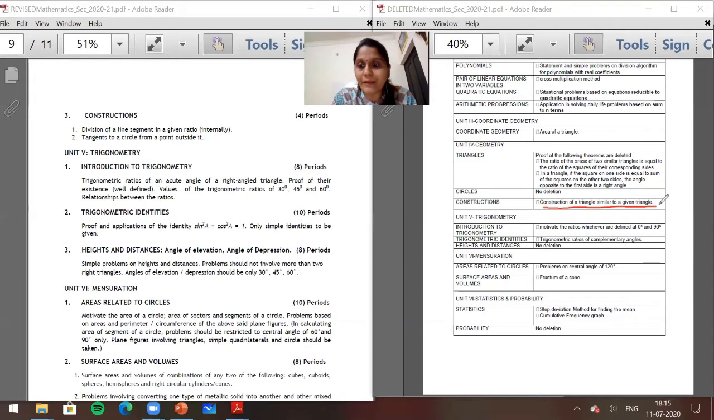There's nothing to come, and construction of tangents is very easy. If you hardly solve 3 to 4 questions, you'll get the hang of it, and it's very, very easy, right?